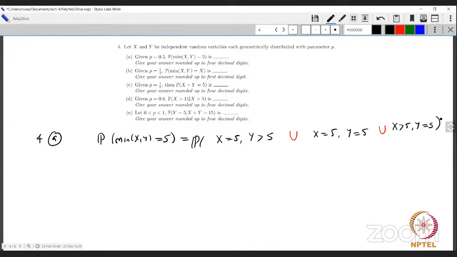Very good. They're unions, right? Comma is and, otherwise union. Very nice. So now you just write this as, first, probability x equal to 5, y bigger than 5, plus probability x equal to 5 and y equal to 5, plus probability x bigger than 5 and y equal to 5.